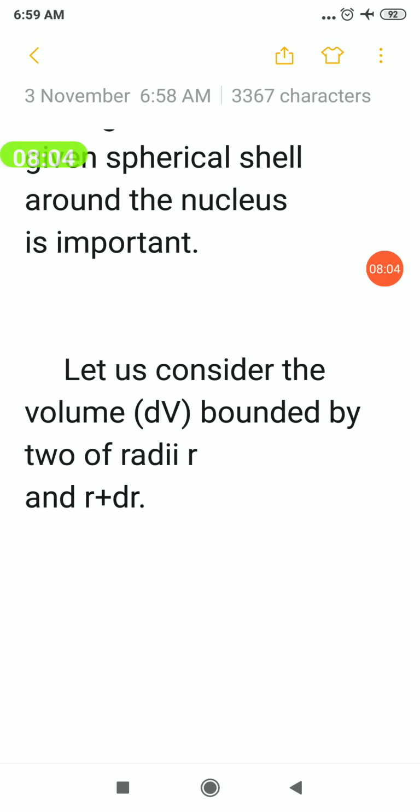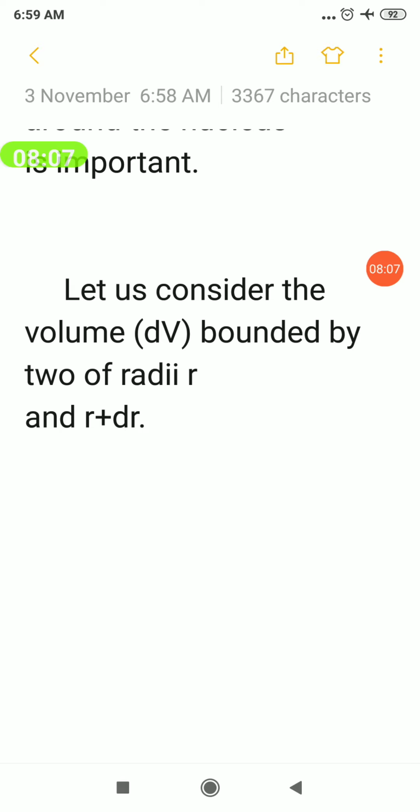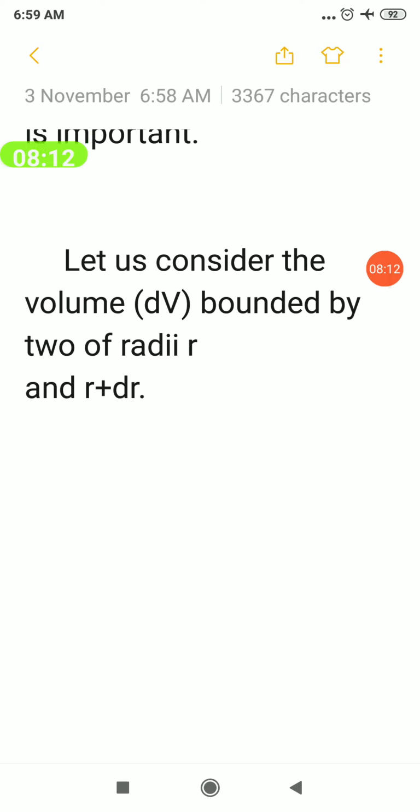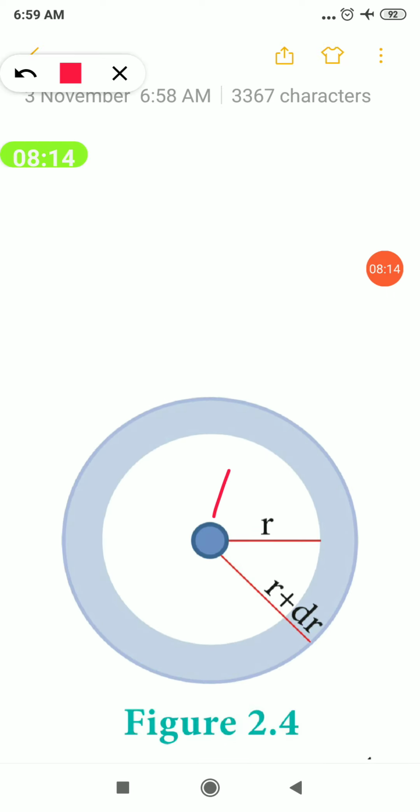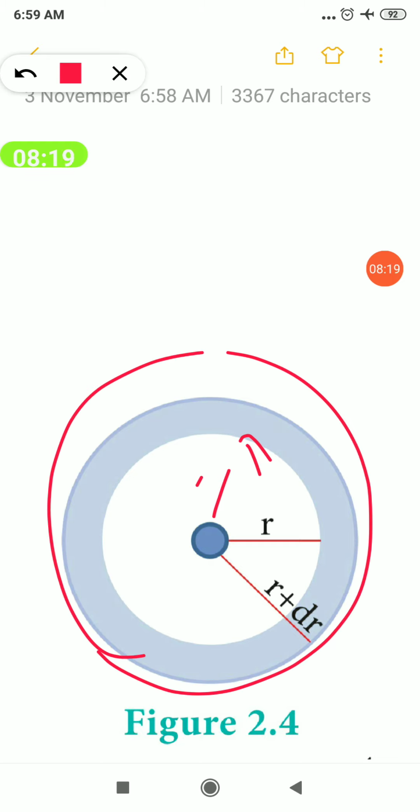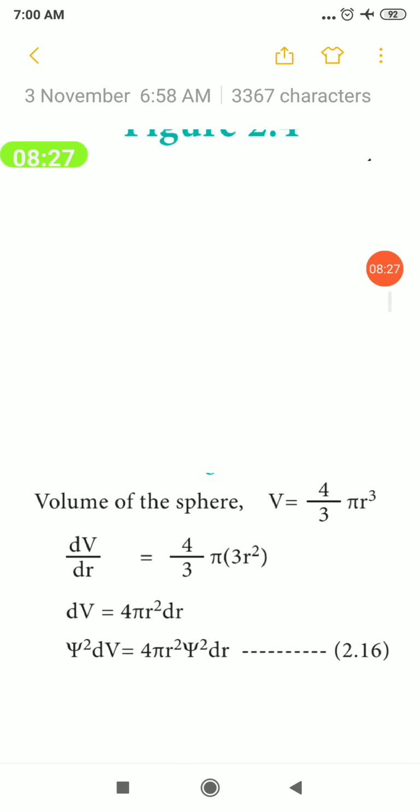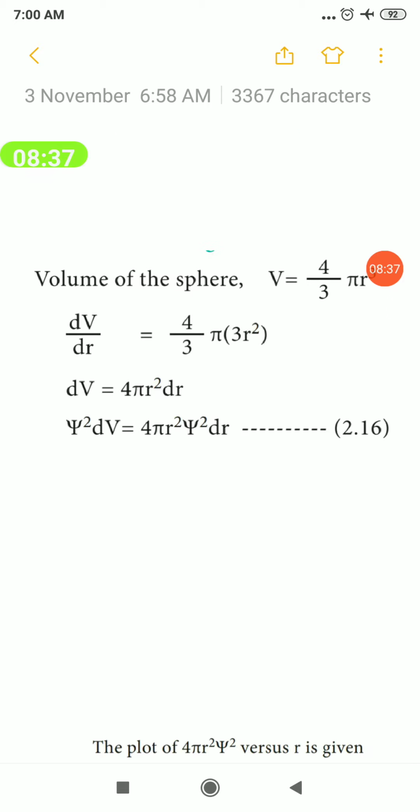Okay, now what we are going to do is consider the volume dV bounded by two radii. So this is the nucleus, and it is a spherical orbital. Two radii we have taken, one is r and the other is r plus dr. It is a spherical shell, so the volume of the sphere will be 4 by 3 pi r cube, and this is differentiated with respect to r. On the left hand side we will get dV by dr, that is equal to 4 by 3 pi r cube.